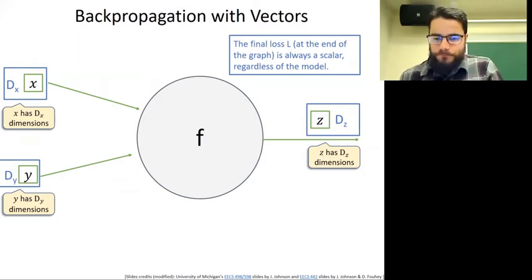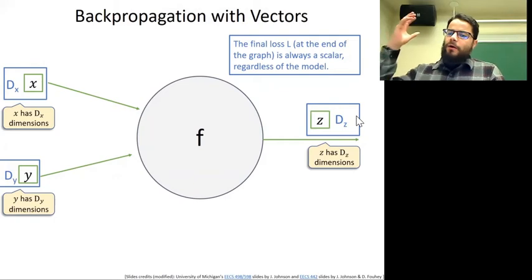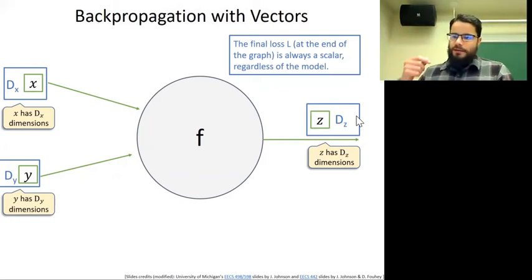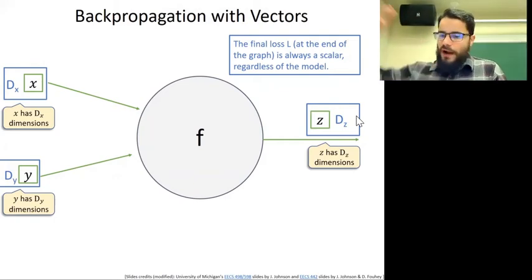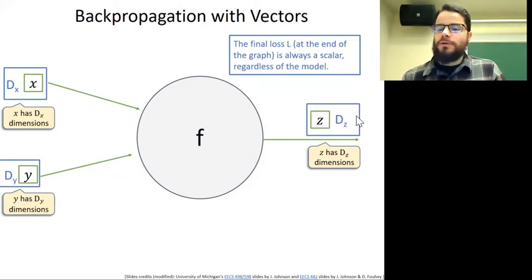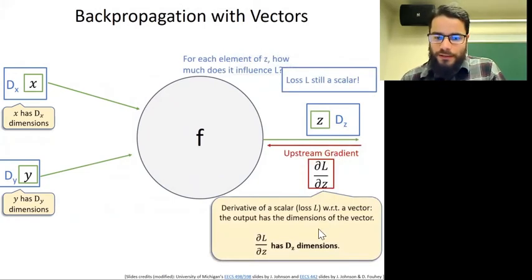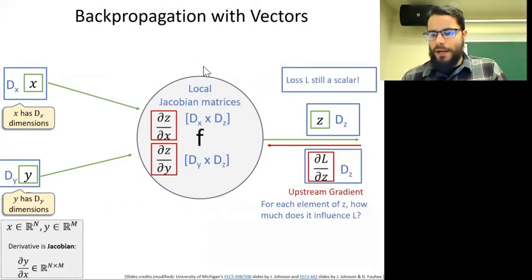Okay, so this is always going to happen, okay? The upstream gradient is going to be the loss, the final loss of your system, which is a scalar, with respect to the output of your node. The output of my node here has dz dimensions. So I know for a fact that my upstream gradient is also going to have dz dimensions, okay? Very good. What about the local gradients?